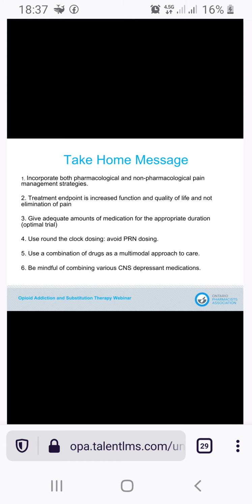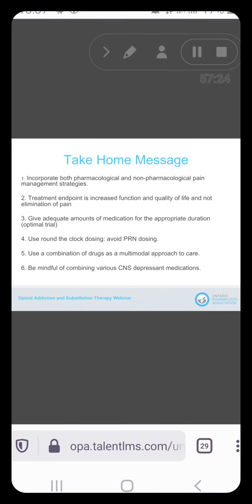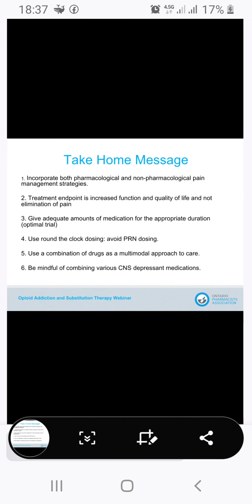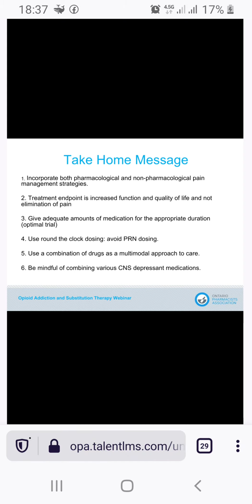A lot of patients we see in clinic are started on the starting doses, let's say, of amitriptyline for a week. Patient says no benefit, then they quit it, right? And we recognize that there's not a lot of medications we can use for pain, so we don't want to prematurely rule out anything before giving a good optimal trial. So that's a huge education piece, both for the patient as well as for the prescriber. Use around-the-clock dosing, because we're in a chronic setting, so we want to be proactive as opposed to reactive. A combination of drugs for a multimodal approach, and then be mindful of combining multiple CNS depressant medications.